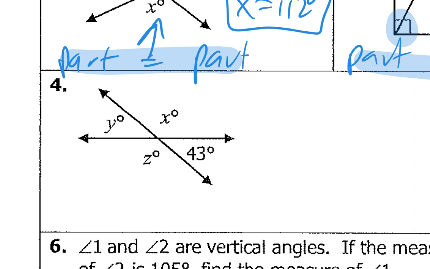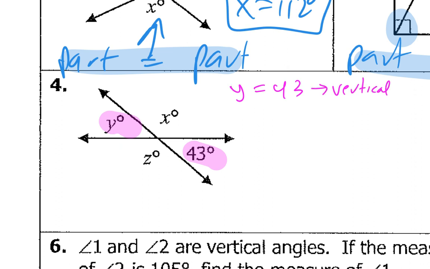All right, well, here's how I would break it down. Hopefully you tried. First thing I know, I look at 43. I first try to look opposite, right? Opposite that is Y. So I know that those are vertical angles. Okay, so Y is going to be equal to 43 because it's a vertical angle.